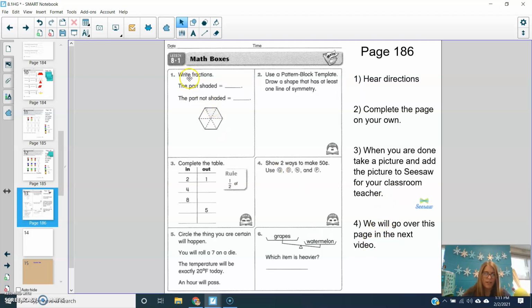So for question number 1, write the fractions, the part that's shaded, the part that's not shaded. Use a pattern box template to draw a shape that has at least one line of symmetry. There's lots of possible answers. You're just picking one thing. For question 3, complete the table, and then you can make up your own down below. Show 2 ways to make 50 cents. Circle the thing you are certain will happen. Either you will roll a 7 on a die, the temperature will be exactly 20 degrees Fahrenheit today, or an hour will pass. And then question 6, which item is heavier?